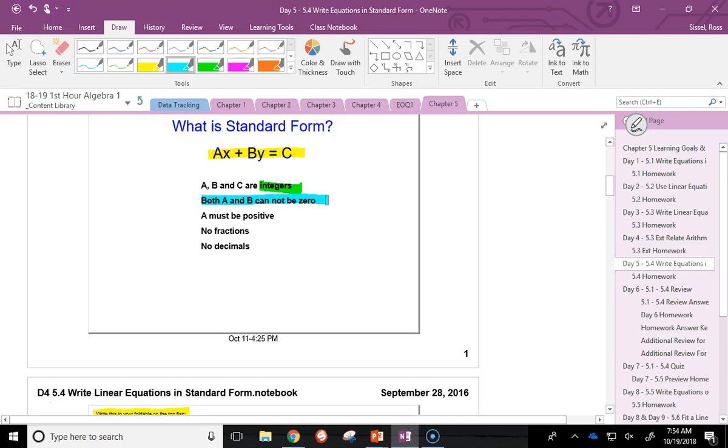A must be positive. So we want to make sure that this first one is a positive number. We can have no fractions and no decimals. And we're going to see something here when you first go to solve it. You're going to be like, oh, I get rid of a fraction. It's actually fairly easy.